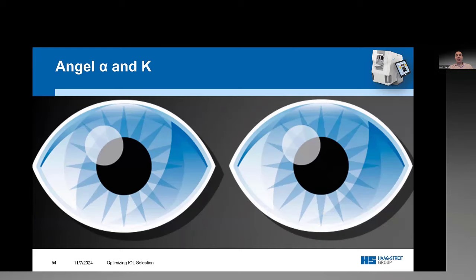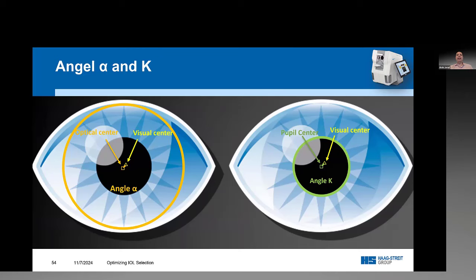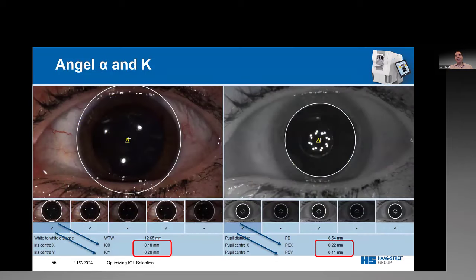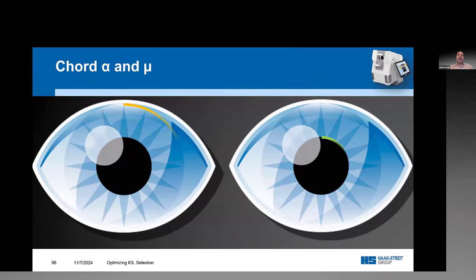Because lens tilt was not measured before, decentration was used to represent lens tilt. So angle alpha is the distance between visual center and corneal center, and the same applies for angle kappa, which is the distance between visual center and pupil center. The value in normal eyes will be less than 0.5 millimeter. Eyestar shows the decentration in X and Y coordinates.